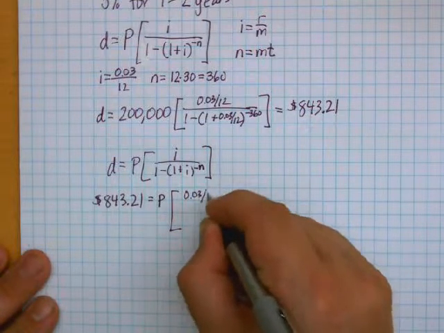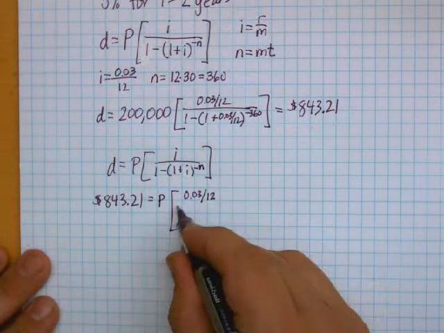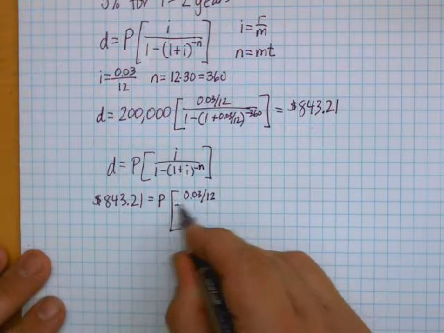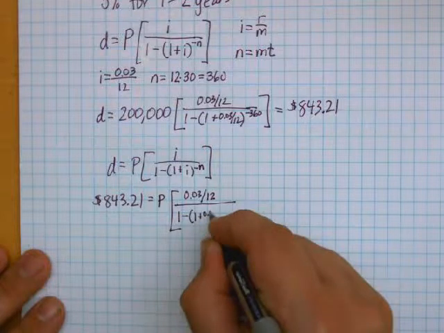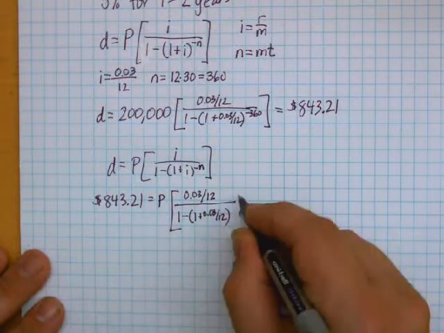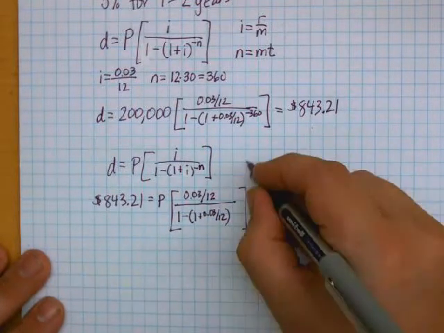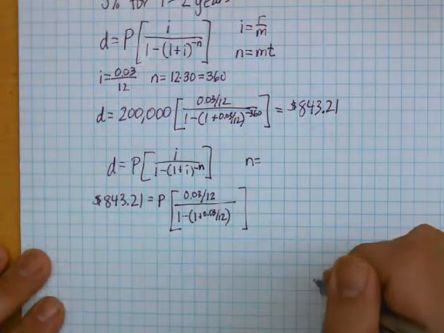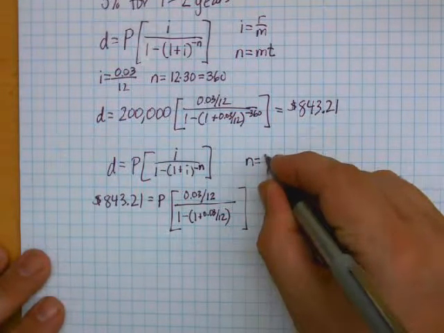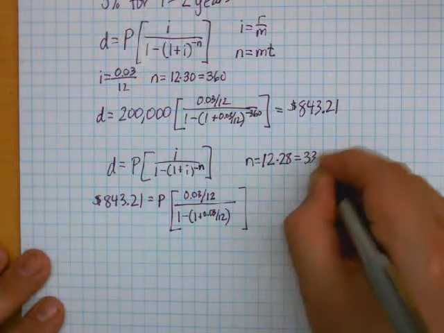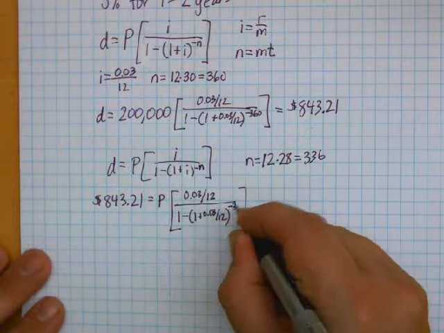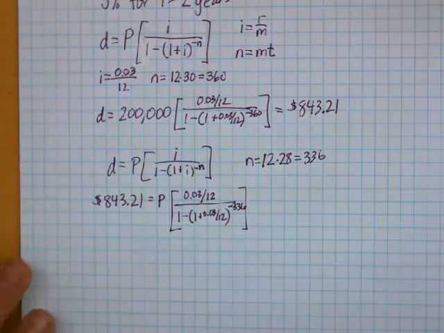Now, since we've been paying 3% for the last 2 years, we're going to still use that for our rate. Now, N is going to be different. Because we've already been paying for 2 years, that only leaves 28 years left. So we're going to use 336 for N.